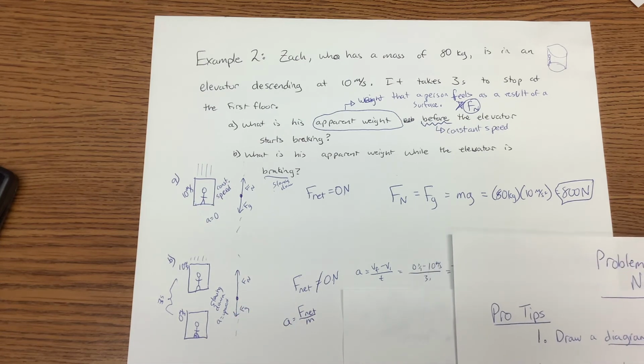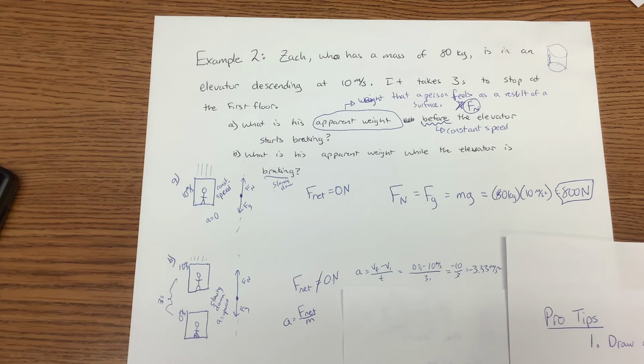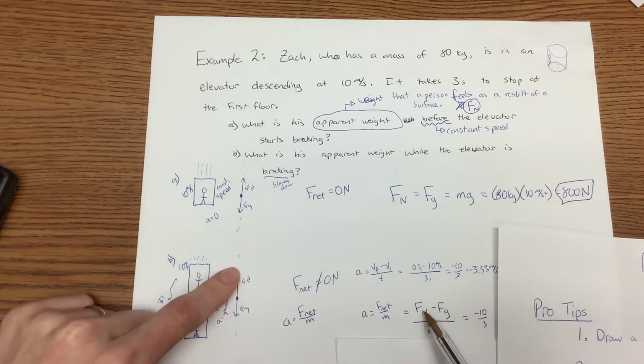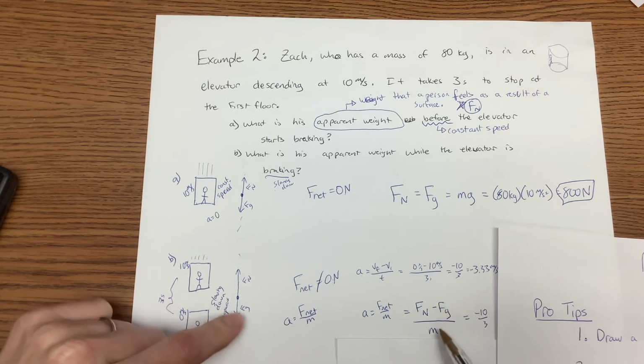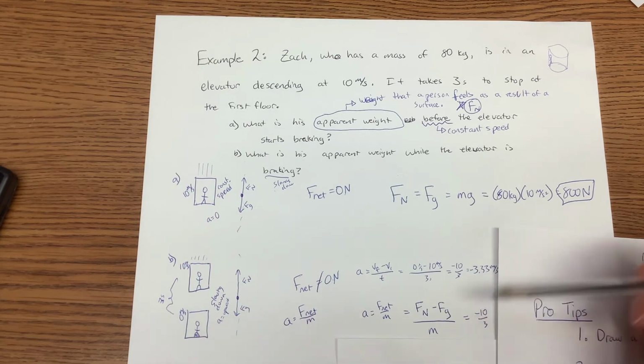So I'm plugging things in, 0 minus 10, because it goes from 10 to 0, and then in 3 seconds, so minus 10 thirds, that's minus 3.33. And so I'm going to plug that in. A equals F net over M. The net force is the difference between the normal and the FG, and then I've got the mass there, and that's that 10 thirds. I just put that equal to the A right there, okay?